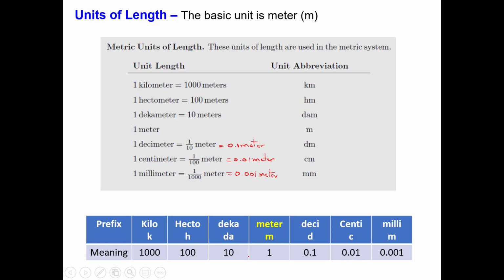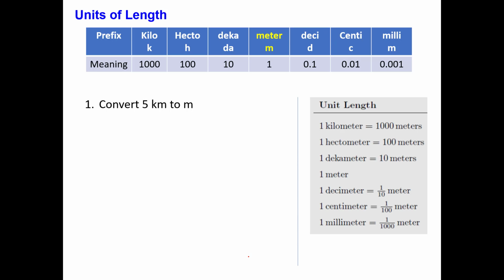Then let's try to apply this conversion of units. Yes, we can use these units to do some conversion from one unit to another in the metric system. Then we will do the problem in 2 ways, and you will solve it in the way you want. Okay. Then first we will use the unit conversion factor.